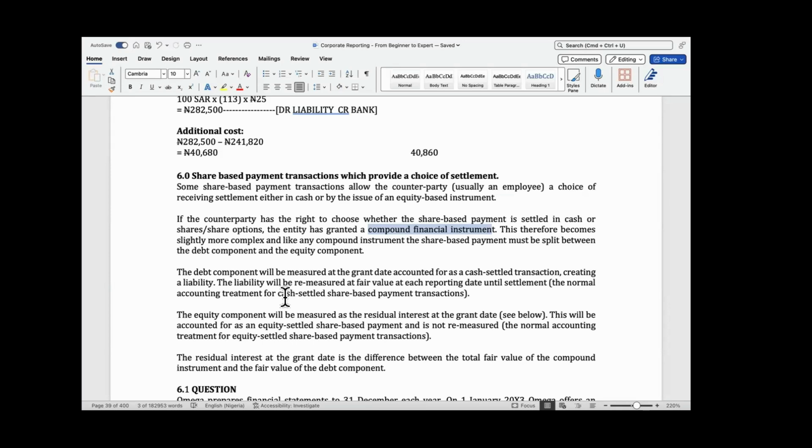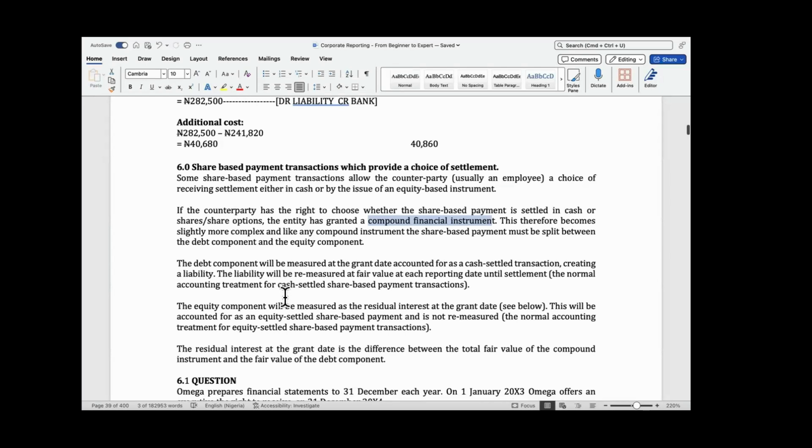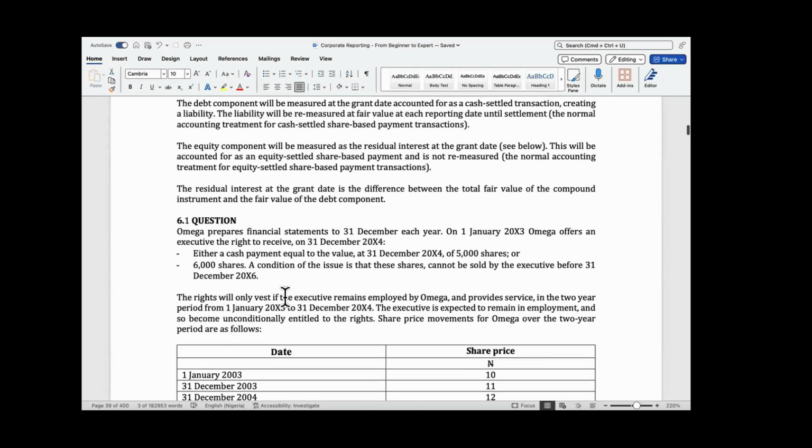For where there is a choice of settlement, it becomes a compound instrument. So you would have to separate, bifurcate, or identify the debt component from the equity component. I think without further ado, we should look at how this is done so that it brings more clarity to us. Let's use this question to do it.